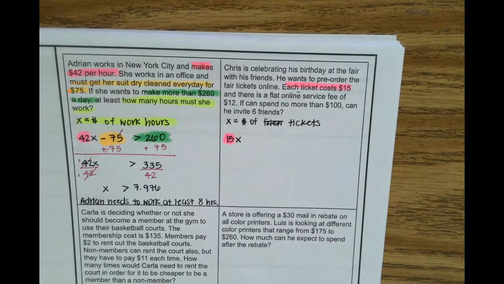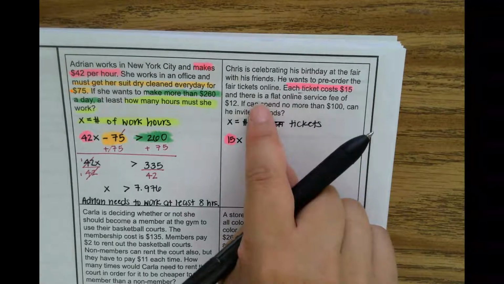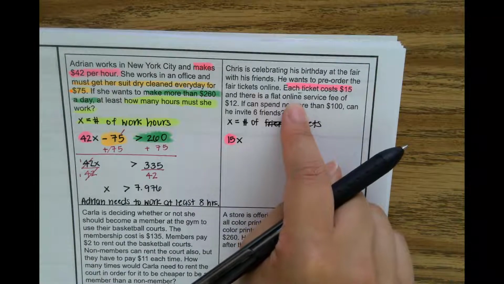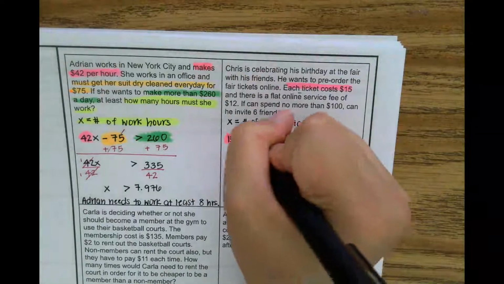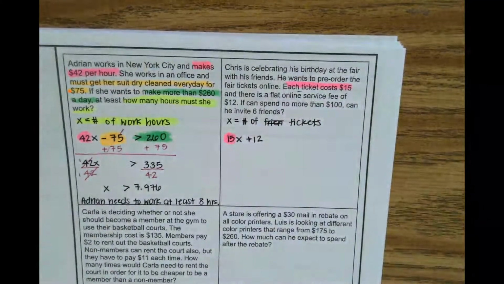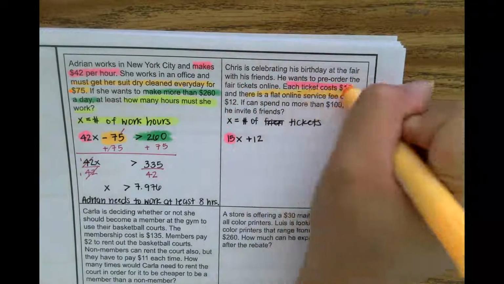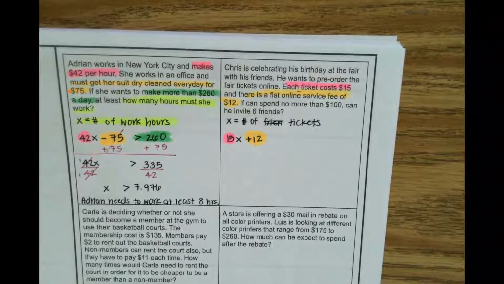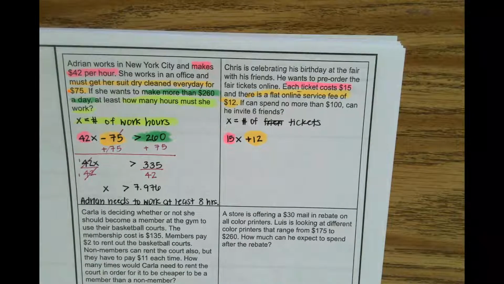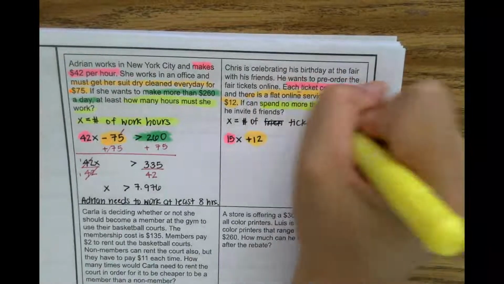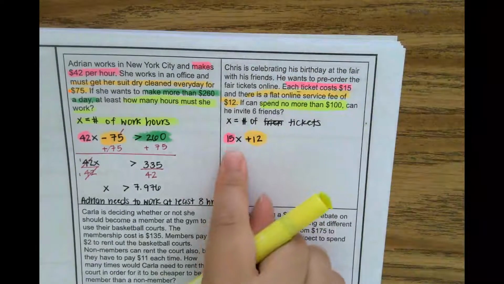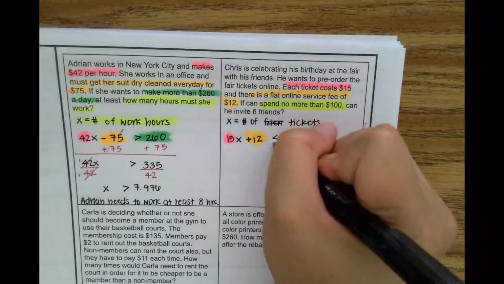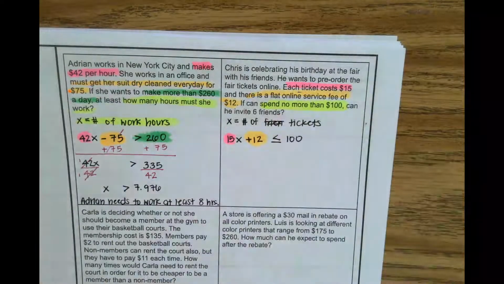Okay? What else are we spending money on? So we know that there's also a flat online service fee of $12, so no matter how many he buys, he's going to at least be charged an extra $12. And then we know how much money he has. He has $100, and we know that he can't spend more than he has. So however much the tickets cost plus that online service fee has to be less than or equal to that $100, because that's all the money he has.